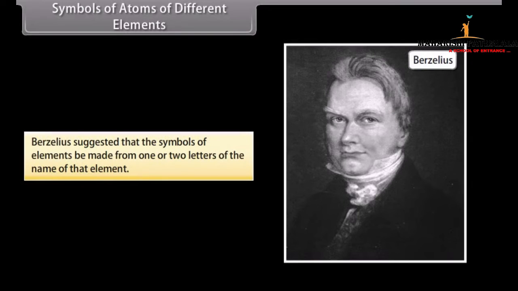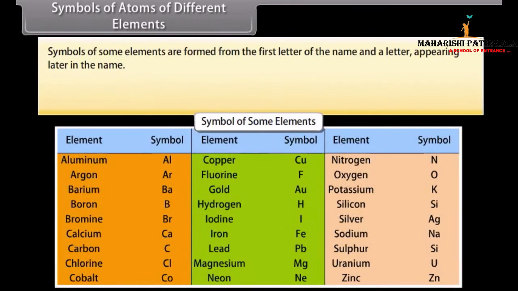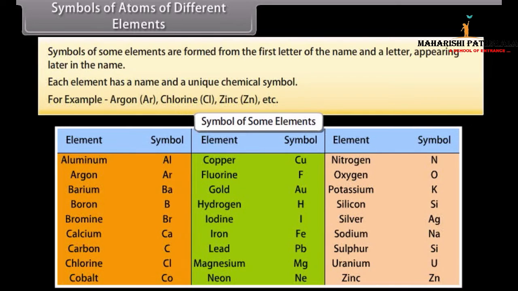Berzelius suggested that the symbols of elements be made from one or two letters of the name of that element. Symbols of some elements are formed from the first letter of the name and a letter appearing later in the name. Each element has a name and a unique chemical symbol. For example, argon, Ar, chlorine, Cl, zinc, Zn, etc.